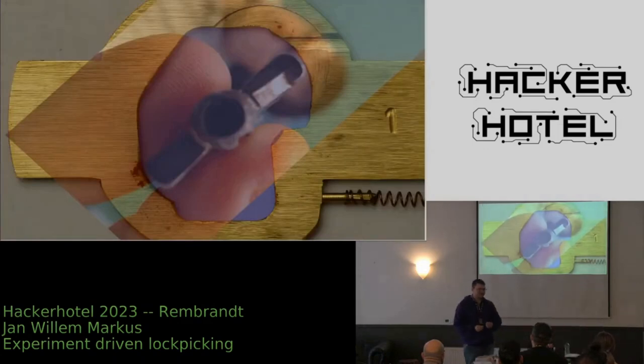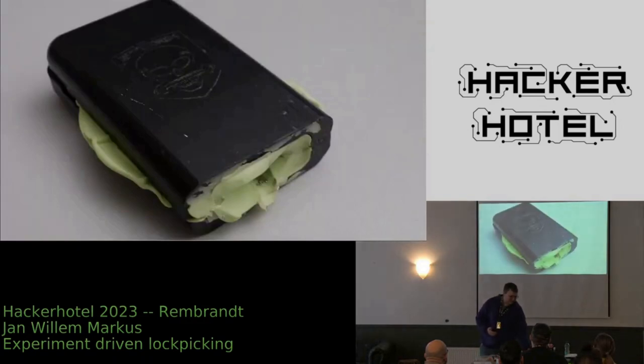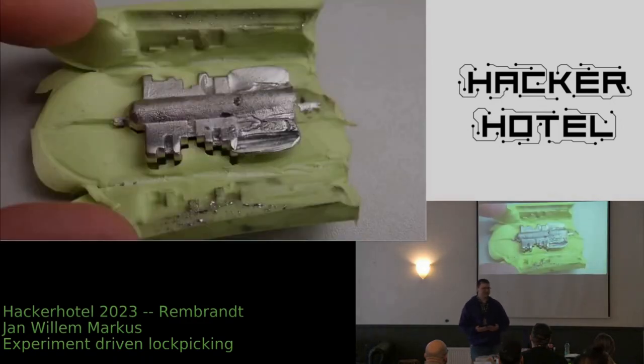So what I wanted to understand of this lock is, how does the key interact with the wafers? These keys are quite difficult to measure, so I tried a few things. One of them is to make a cast. This is just silicon molding. I believe this stuff is sold for cake decoration. So you can make a mold of something and then pour in hot chocolate and then get something that resembles the shape that you put in there.